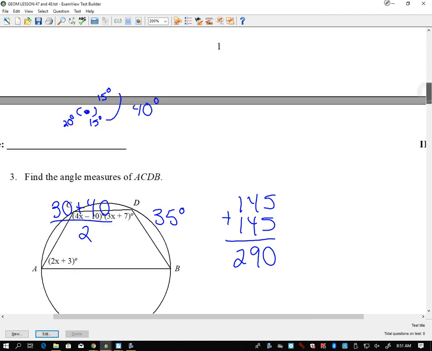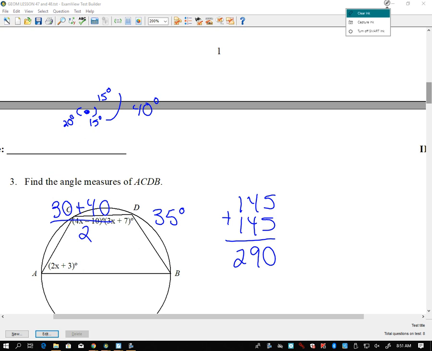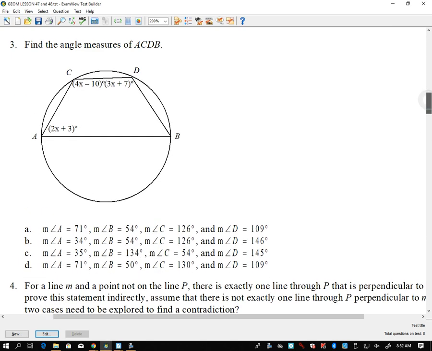All right, let's see. We haven't really looked at anything in terms of a quadrilateral yet. It says find a measure of angles ACDB, so it wants to know what everything is all the way around. What do we know about opposite angles of a quadrilateral inscribed in a circle? This is one that I think Jose worked with. Opposite angles of a quadrilateral are what? It's in your notes. Supplementary.